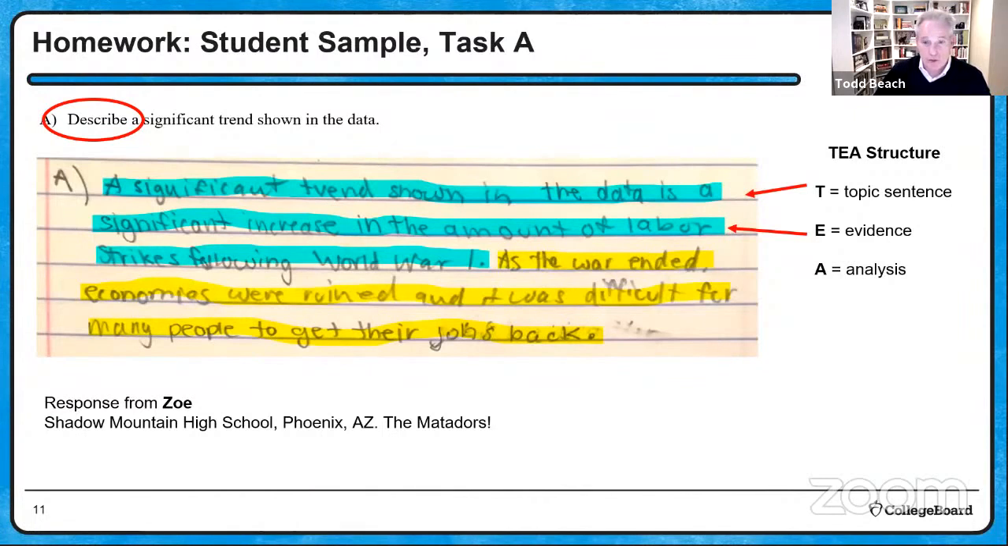And that's a little bit of evidence as well that's packed into that one sentence. Because we're just doing describe, the analysis does not have to be that extensive. So here it is: as the war ended, economies were ruined, and it was difficult for many people to get their jobs back. So we're describing the trend. It was increased because strikes increased after World War I. That's the trend, and this is why it happened. Very brief, but it's going to earn the point for task A. So good job, Zoe, Shadow Mountain High School.